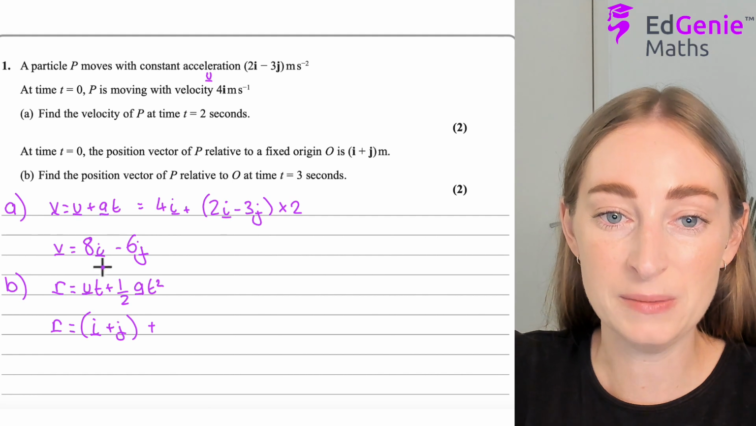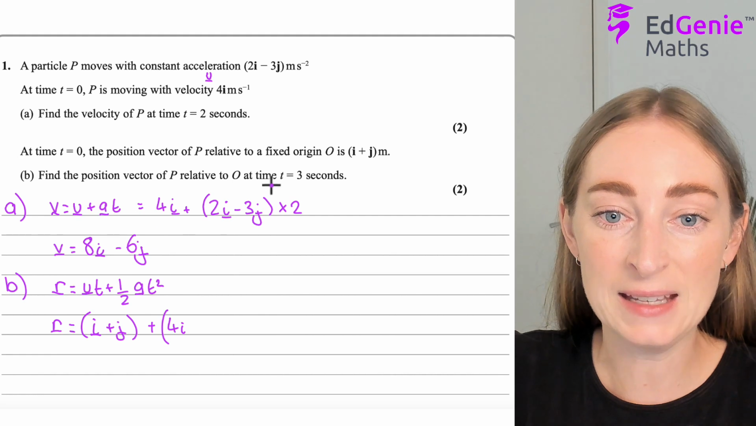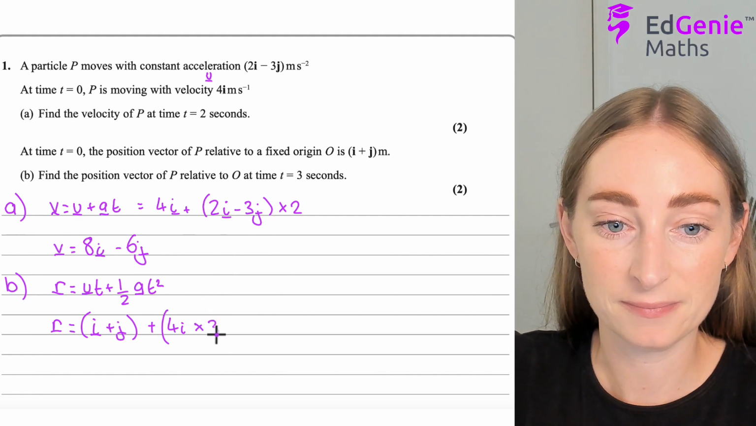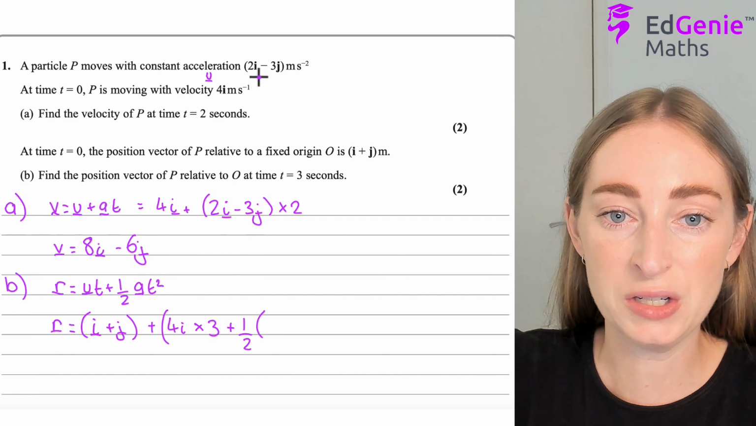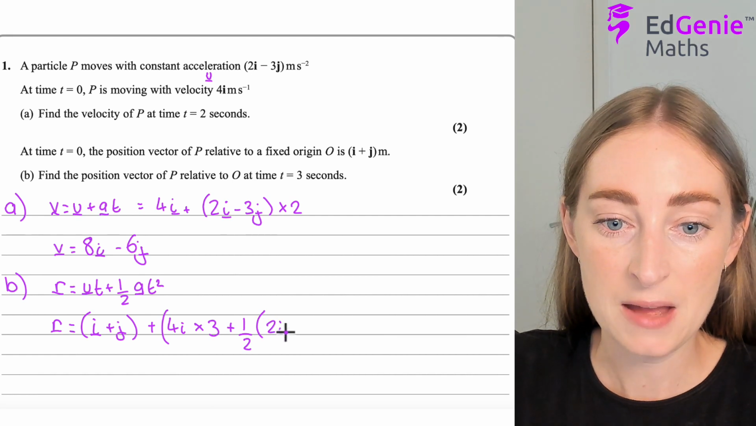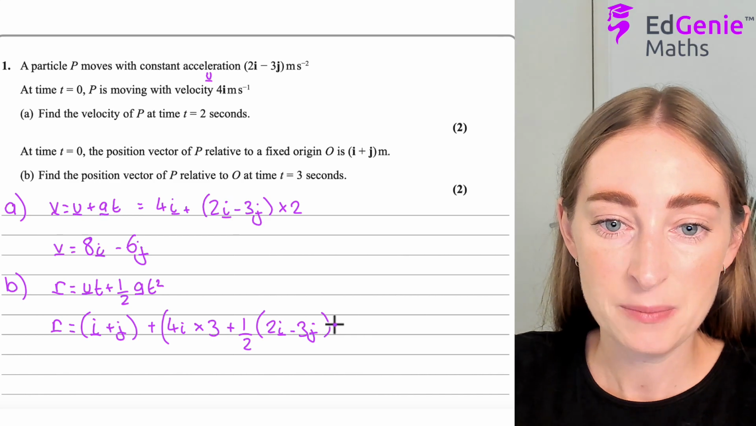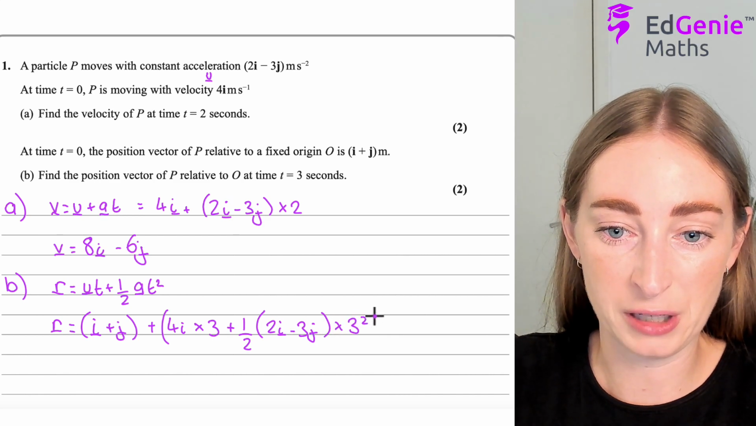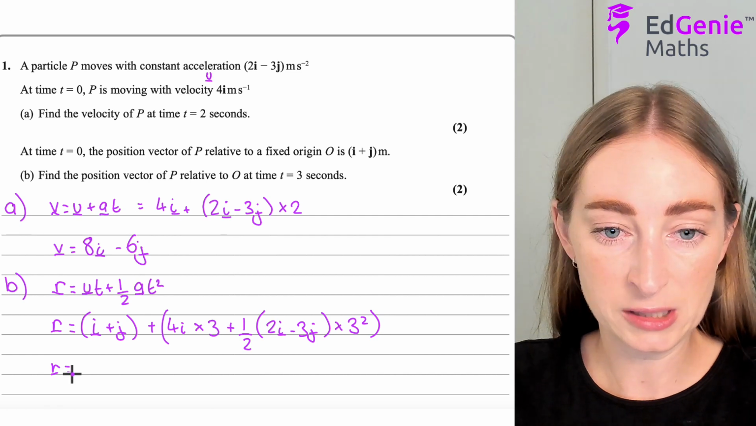So u, we said, was 4i multiplied by t, so at this point it's 3, plus a half times our acceleration, which is 2i minus 3j, multiplied by 3 squared. So let's put this into our calculator.